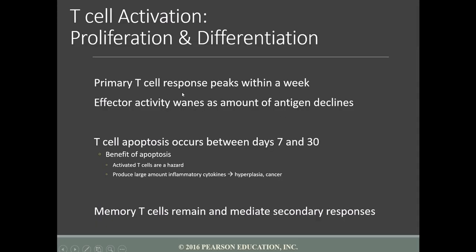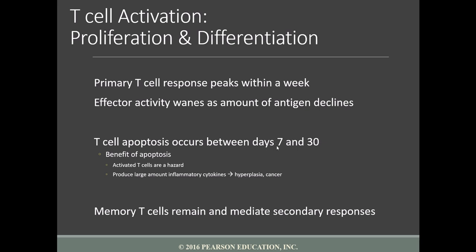It takes about a week, maybe a little less, for T cells to kick in and do their job. But as the antigen is destroyed and the body cleans itself up, the effector activity, the amount of T cells doing their job, tends to wane as it is needed less. If we start off with 50,000 infected cells, and a week later 25,000 of those are infected because we've already gotten rid of half of them, then we don't need as many T cells around. Anywhere between 7 days and a month, the T cells themselves will go through apoptosis, except the memory ones, because they'll remain.